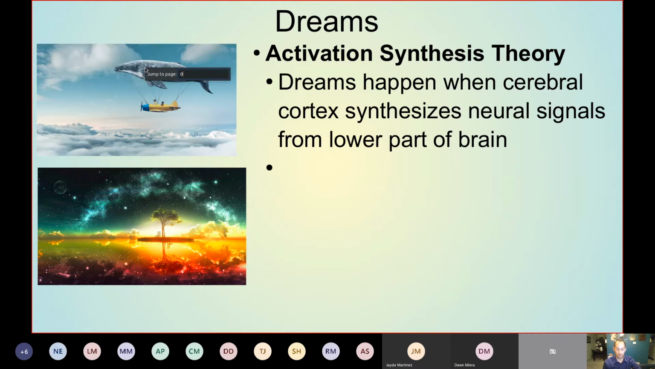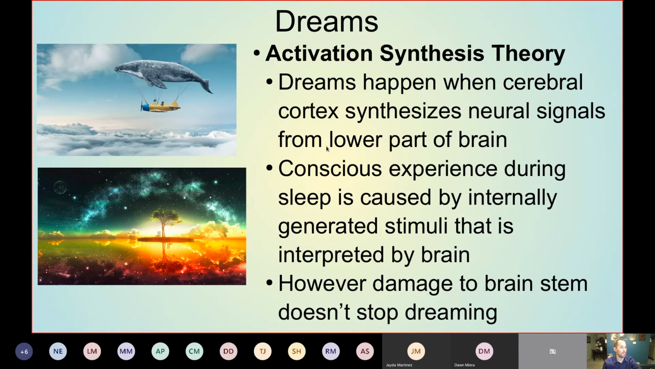Or maybe you're getting an external stimulus, like a sound in your room, and that is then processed with things in your brain. So you're getting an activation from something, an activation that's then synthesized within the things your brain is already doing. There is evidence for both of these, and it's also interesting that damage to your brainstem doesn't stop dreaming. So you can still have dreams even if you're not getting direct signals from outside.